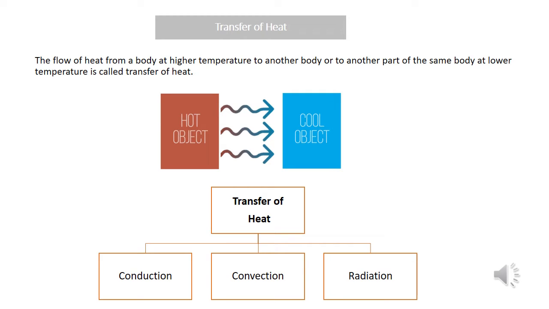So now children, transfer of heat. As it is clear from the name, transfer of heat means heat shifted from one place to another. From where to where? When hot tea in a cup is poured into a saucer, you must have seen sometimes the tea is very hot, so some people pour some hot tea in a saucer. So what happens? The saucer gets warmer, and the tea becomes a little colder, isn't it?